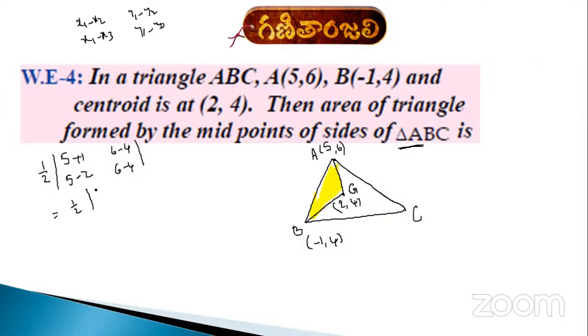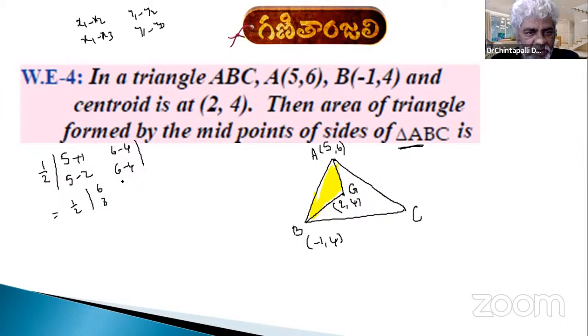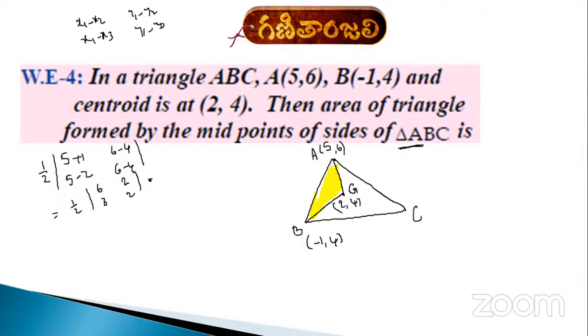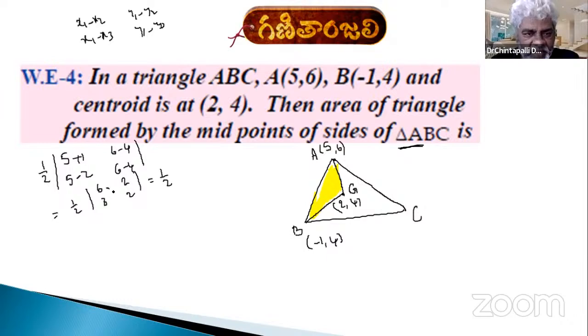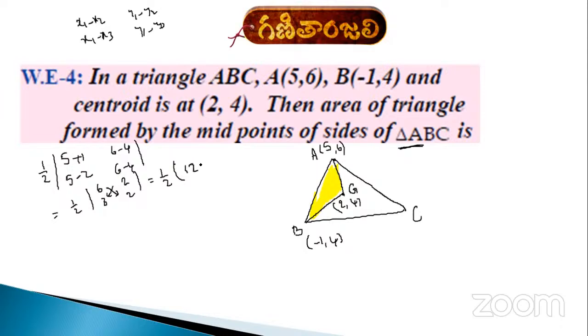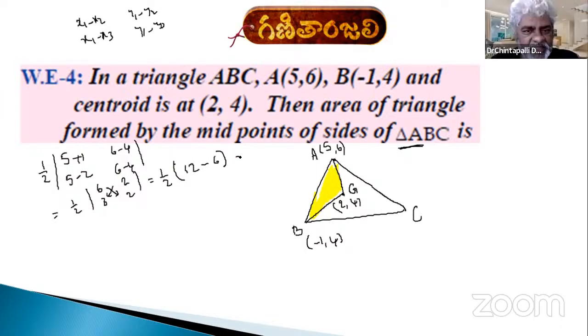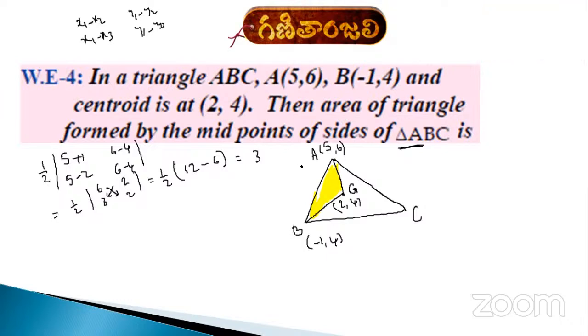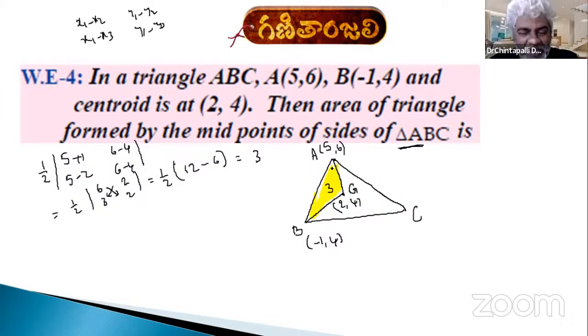Now half into that of 6, 3, 2, 2. Right. You know how to find it finally: 6 into 2 minus 3 into 2, right? Tell 12 minus 6, it is 6. 6 by 2 is 3. So this area is 3. The total area is 3 times 3. So the total area is 9. 3 plus 3 plus 3, 9. So the area of triangle ABC is equal to 9 square units.